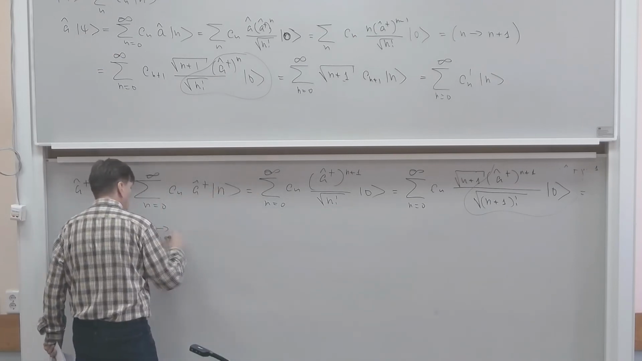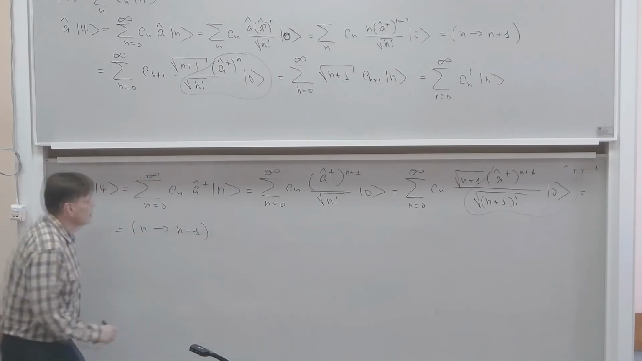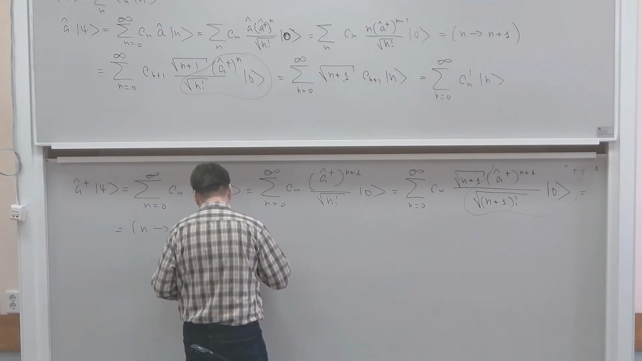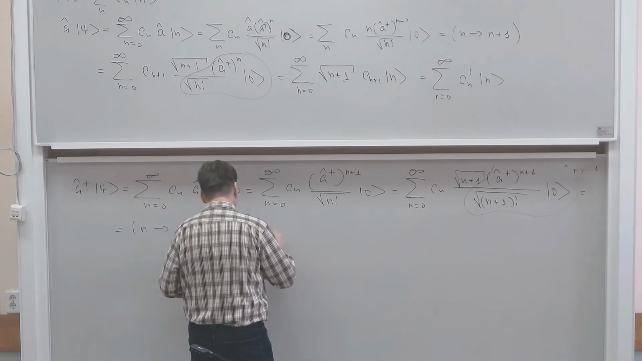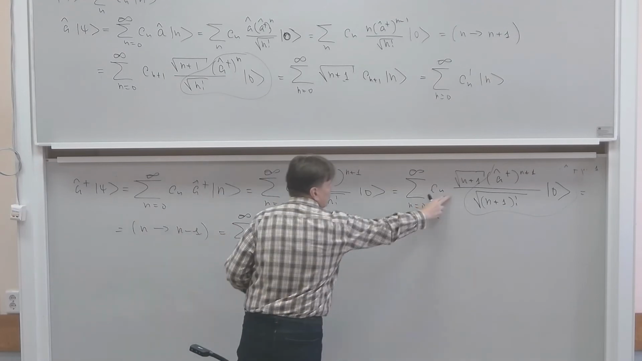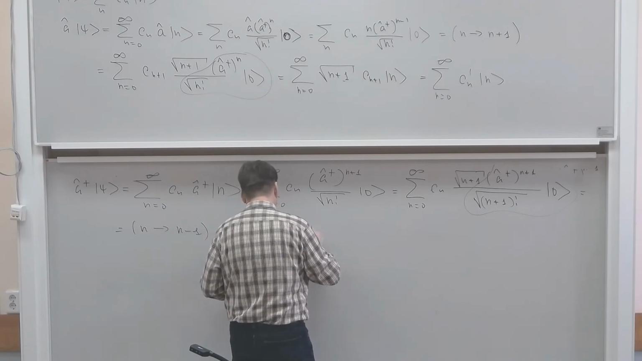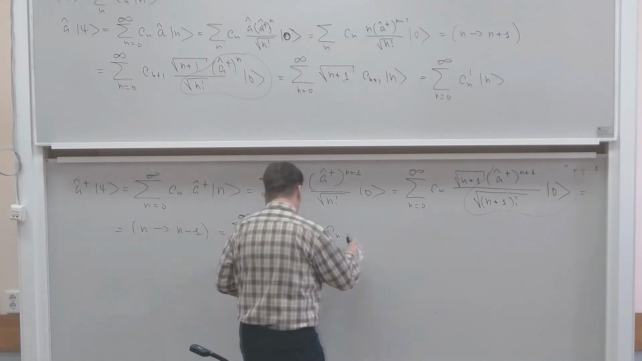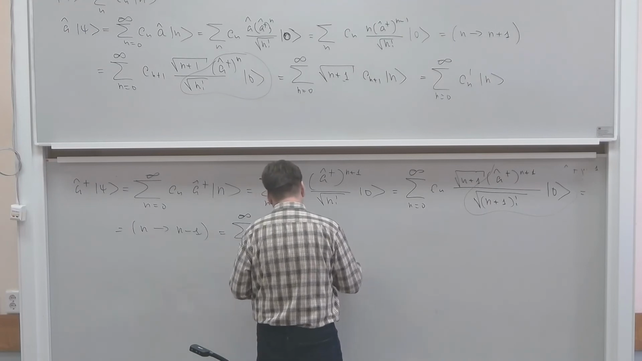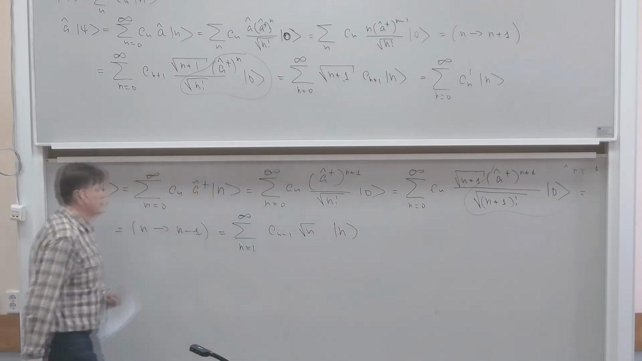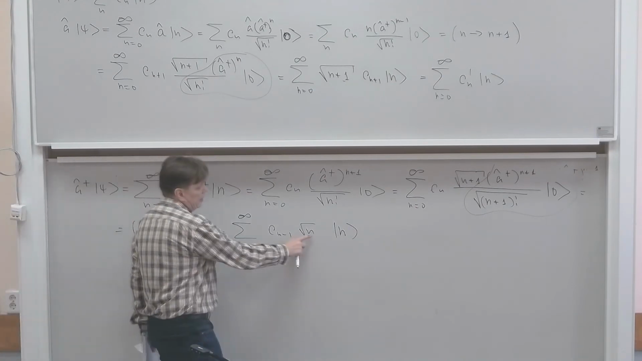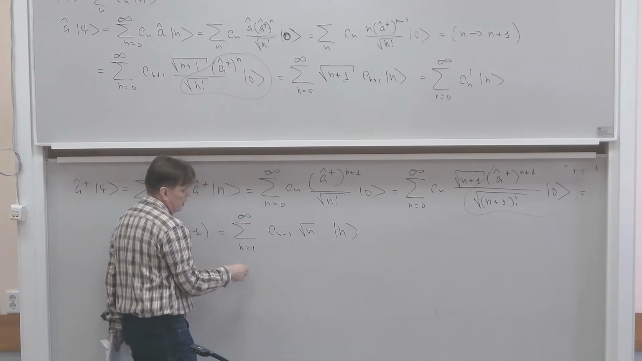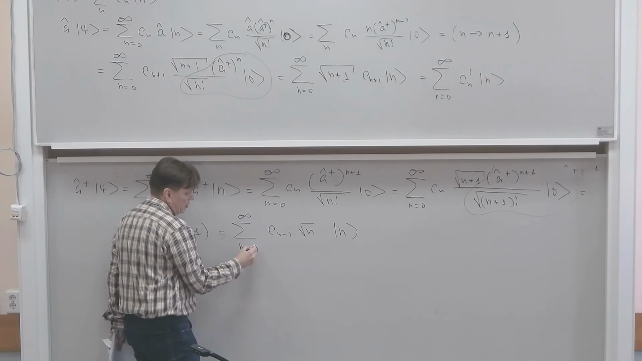Now it is convenient to shift the summation index n by minus 1. So let me pass from n to n minus 1. Then I get the infinite sum over n from 1 to infinity of C_{n-1} times square root of n times the ket n. Now I see that for n equals 0 this expression vanishes, so I can extend my summation to 0, so I can sum from 0 to infinity.